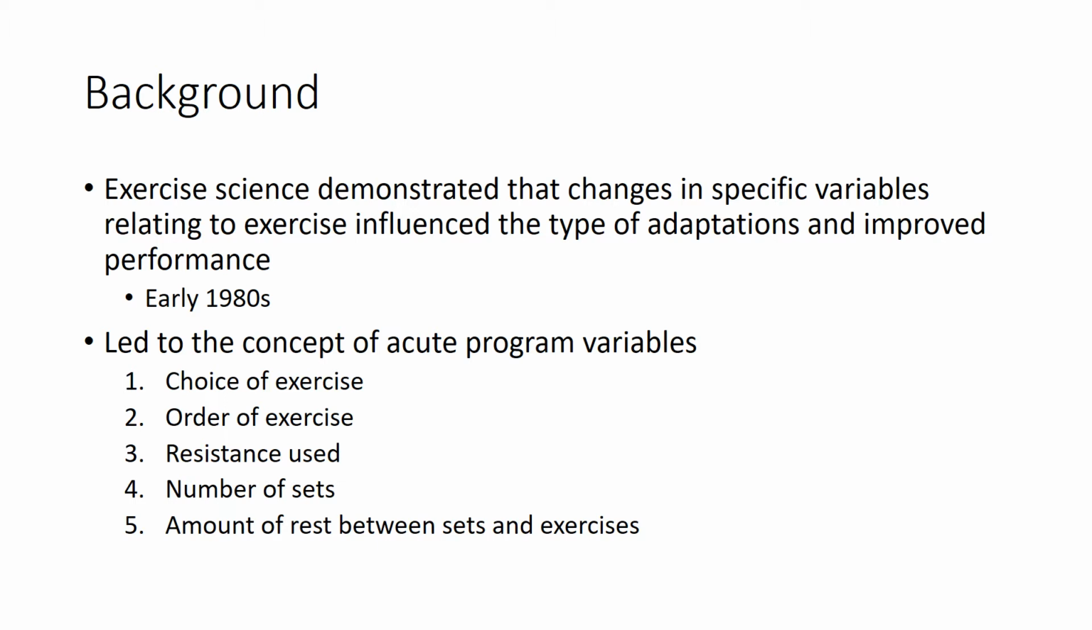Acute program variables were then a concept to better describe all the components of a workout. The acute program variables are choice of exercise, the order of exercise, the resistance or load used, the number of sets performed, and the amount of rest between sets and exercise.